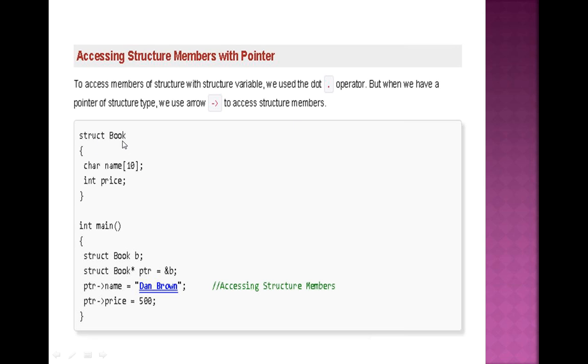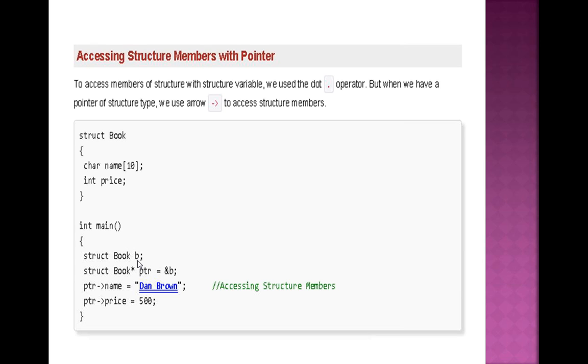This is the example. Struct book, where book is your structure name and struct is your keyword. char name[10], that is name is an array variable that contains 10 values, and there is a price that is of int type. Curly brace close. int main, struct book B. So B is your structure variable that is of type book. Then struct book *ptr. Then the pointer ptr stores the address of B.